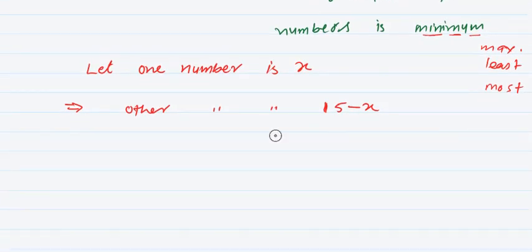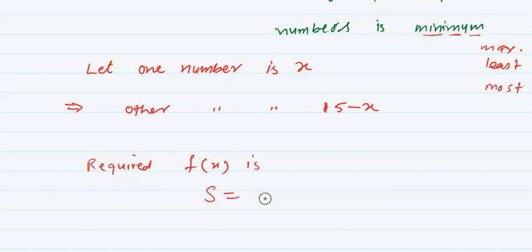So the required function, you may name it f(x), or you may name it s, or z; any name you can give, this is your choice. Let me name it s. So s is equal to, or f(x) is equal to, the sum of squares of the numbers. So it is clearly x squared plus (15 minus x) whole squared.